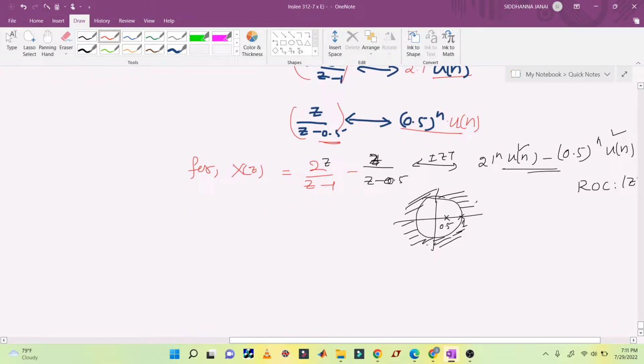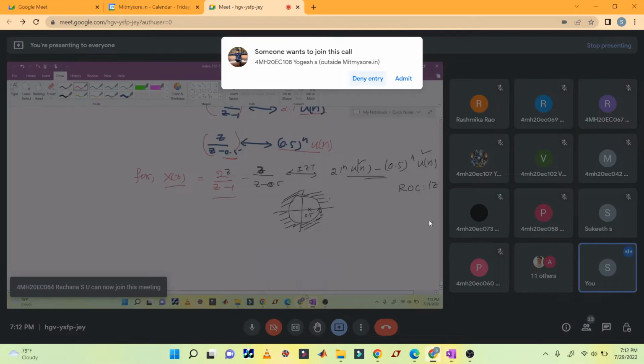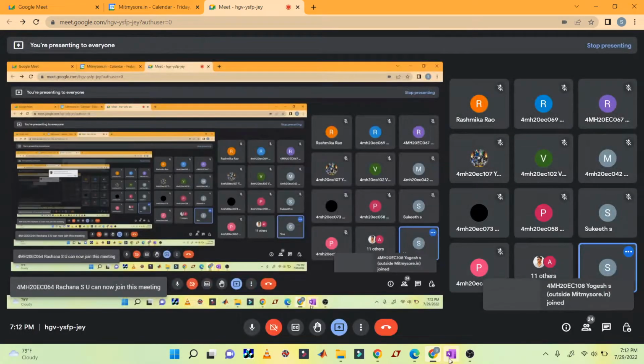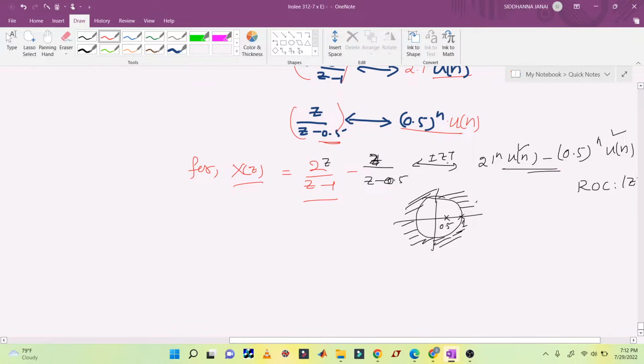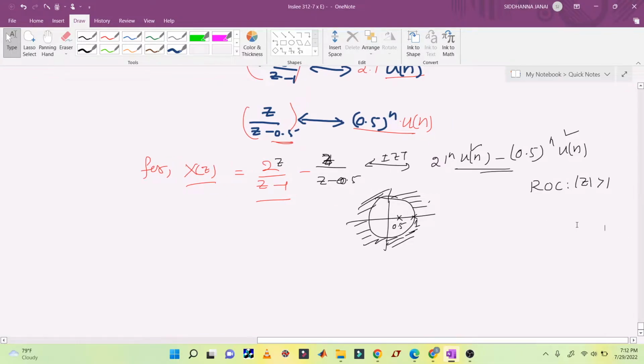So the combined value for X of z is equal to 2z by z minus 1 minus z divided by z minus 0.5. For that we have the inverse z transform as 2 into 1 to the power n u of n minus 0.5 to the power n u of n for ROC |z| greater than 1.